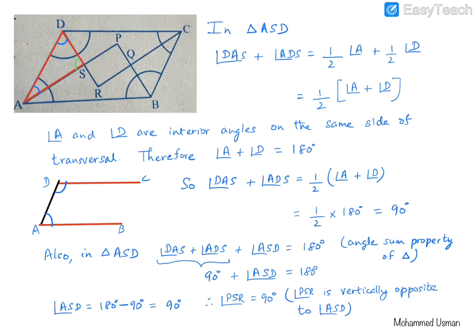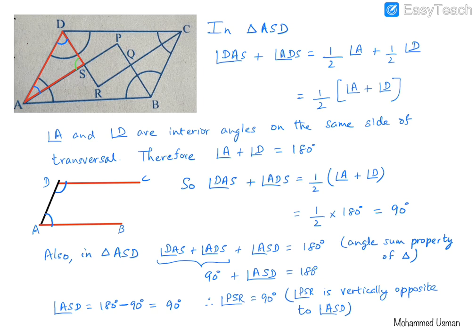So that means DAS, which is this angle in blue, plus ADS, plus this angle in blue, plus the angle ASD, which I've shown in green, all these three add up to 180 degrees. But DAS and ADS is 90 degrees, which we have already shown here. So from that, we can calculate the value of this angle ASD in green here. We take the 90 to the other side. So we get 180 degrees minus 90 degrees, which is 90 degrees. So this green angle here is actually 90 degrees.